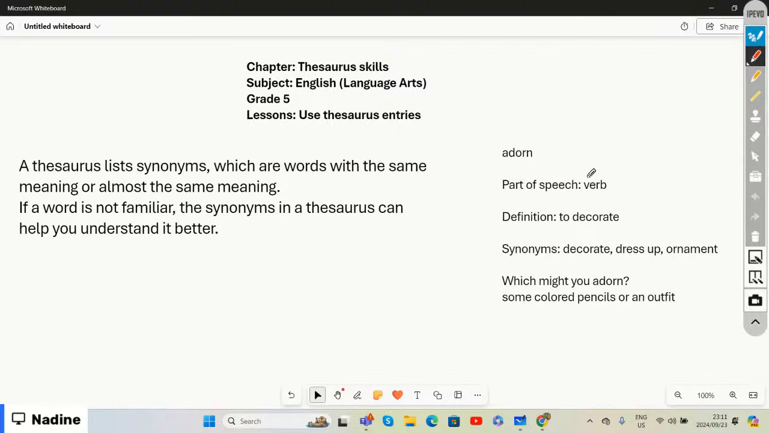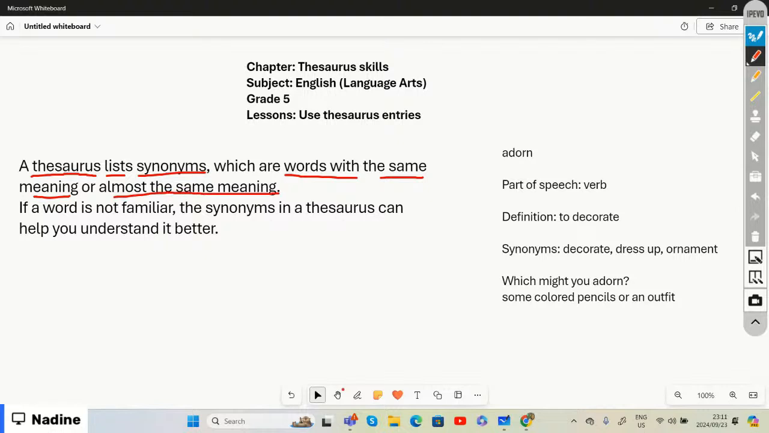All right. So when it comes to thesaurus skills, a thesaurus, right, it lists synonyms. And these are words with the same meaning or almost the same meaning, sorry. So if a word is not familiar, then the synonyms within the thesaurus can help you to understand it better.